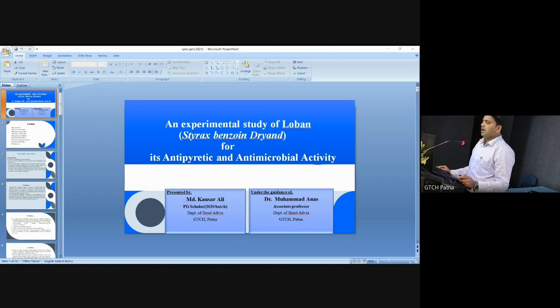Experimental design. The antipyretic activity of the test drug will be assessed by using the following experimental model. Group first, plain control, will be given only 1 ml of plain water. The second group, the negative control group, will only be induced with brewer's yeast. In group third, the standard control, after inducing with brewer's yeast, paracetamol 150 mg per kg body weight will be given orally.